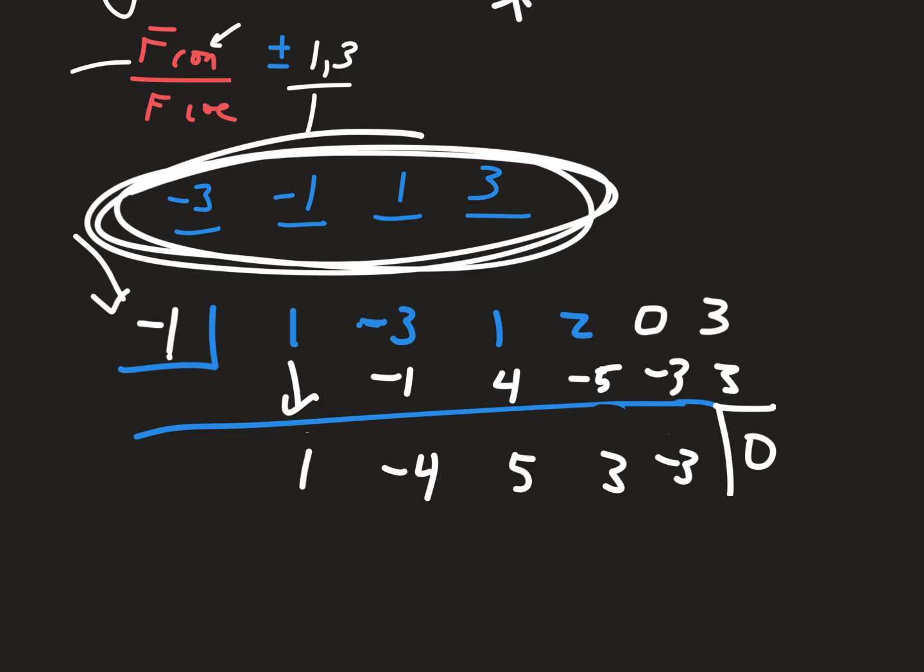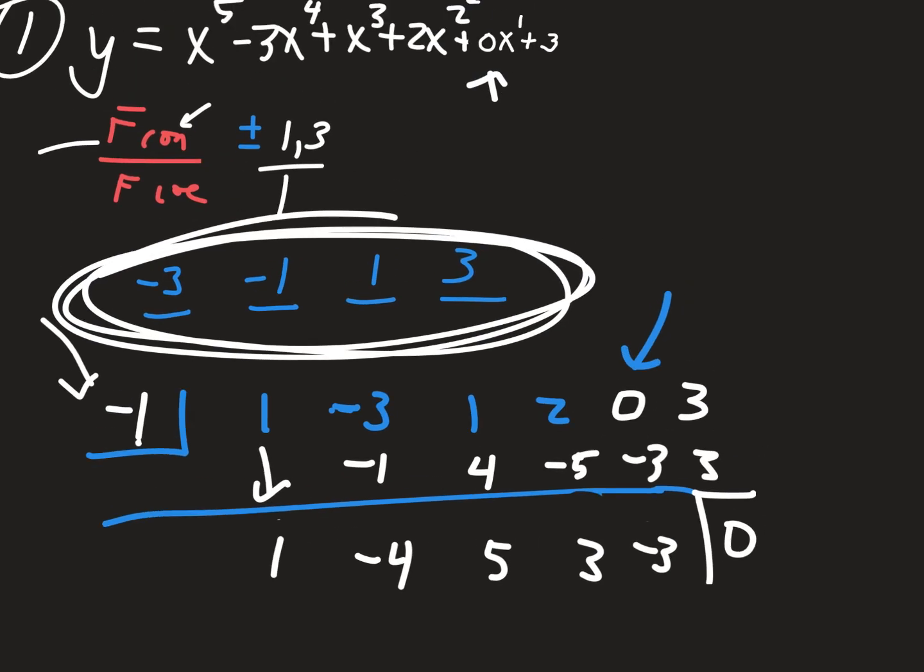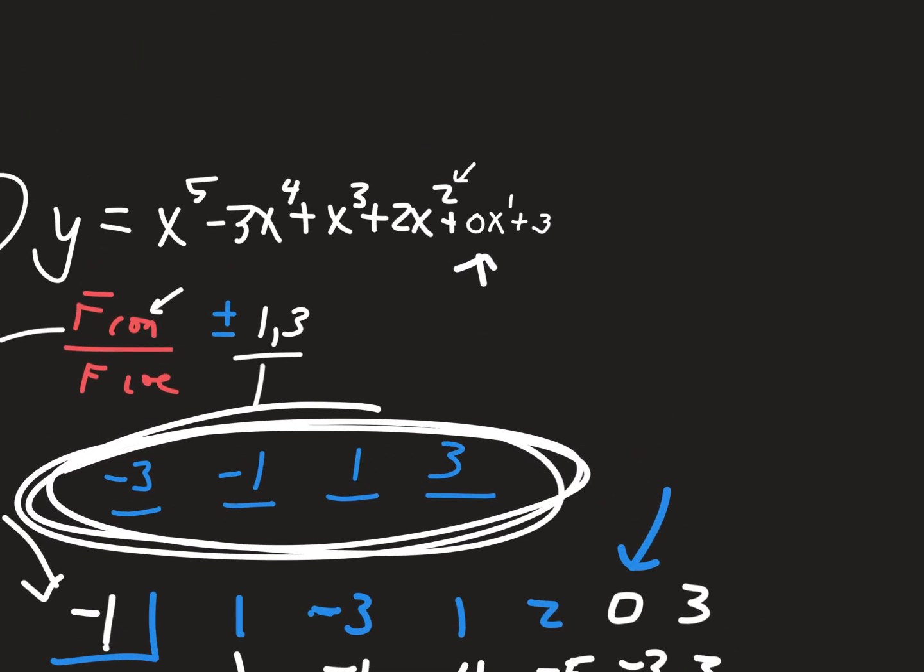If you're wondering where this 0 came from, totally get it. We have to put in a 0 as a placeholder if there's any missing. It was to the 5th, to the 4th, to the 3rd, to the 2nd, and it didn't have any x to the 1s. So 0x to the 1s.